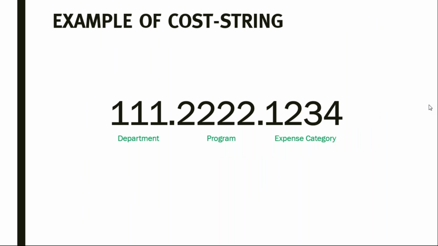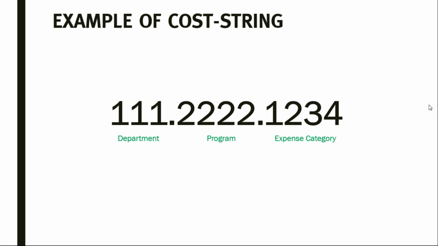Okay, so this is just a made-up cost string, but basically it has three component parts. It has the department, so that might just be your organization. You say, okay, my organization's lead code is going to be 111. It's kind of arbitrary, but let's say down the road your organization grows and you have many departments in your organization, then you would want to have different numbers for different departments.